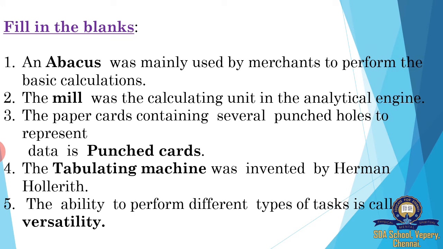Then the second one, in the analytical engine, it has four parts, right? In that, the calculating unit is the mill. The mill was the calculating unit in the analytical engine. Then the paper card containing several punched holes to represent the data. What is it? A punched card. A punched card is a paper card containing several punched holes to represent the data. Next, the tabulating machine was invented by Herman Hollerith. The ability to perform different types of tasks is called versatility.